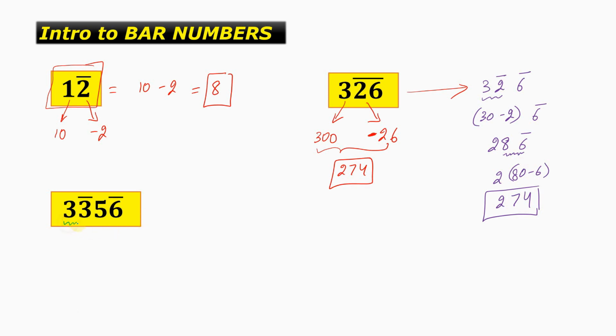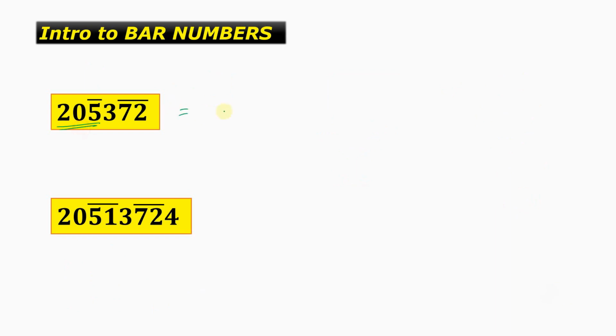Okay. Now we have 3, 3 bar, 5, 6 bar. So 3, 3 bar is actually 30 minus 3, which gives us 27, and 5, 6 bar is 50 minus 6, which gives us 44. So this value 3, 3 bar, 5, 6 bar is the same as 2744. Let's move on. Now we have this number.